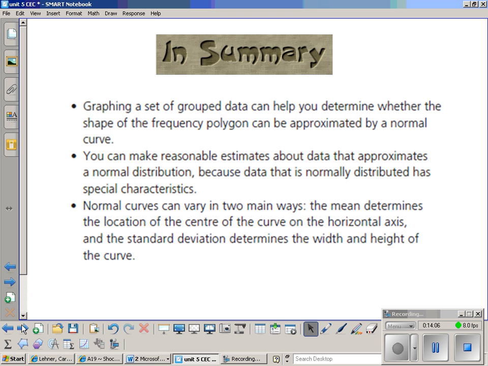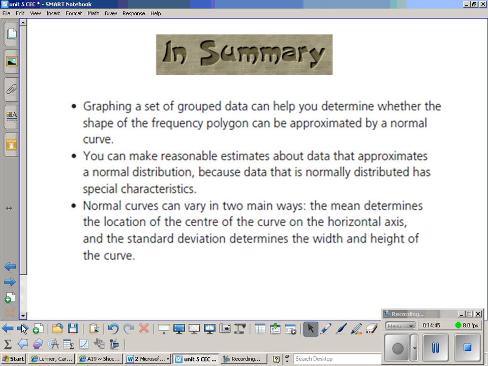So in summary, graphing a set of grouped data can help you determine whether the shape of the frequency polygon can be approximated by a normal curve. So we use a histogram or a frequency polygon, and you'll be able to see if you get a normal curve out of it. You can make reasonable estimates about data that approximate a normal distribution, because data that is normally distributed has special characteristics. So we know certain percentages of the data fall within certain standard deviations. So it's really easy to make estimations as to how many things occur in a certain range of data.